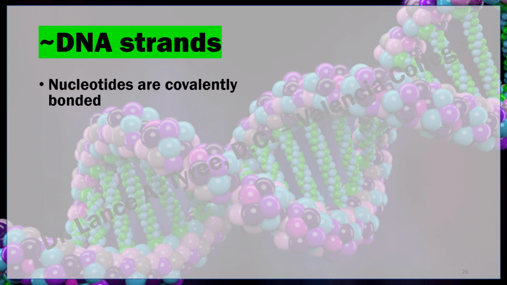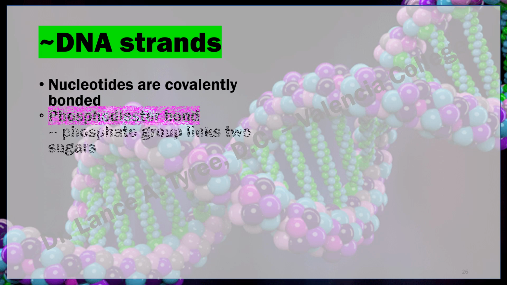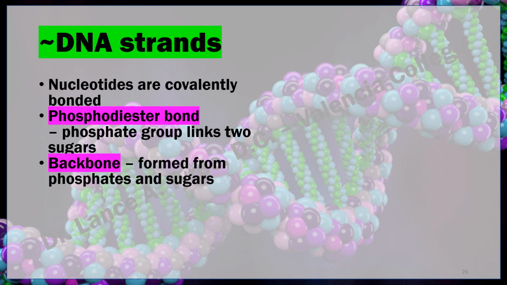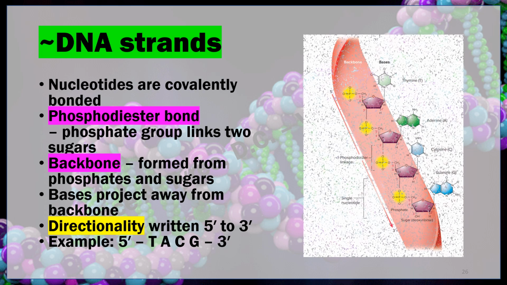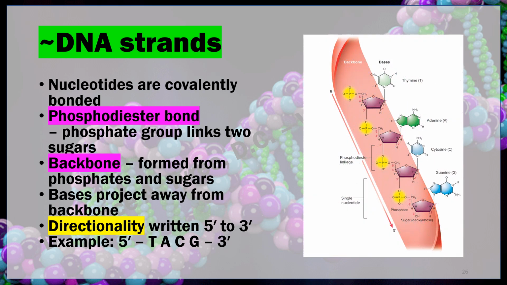Okay, nucleotides are covalently bonded by a phosphodiester bond where the phosphate groups link the two sugars, and we have the backbone, which is formed from the phosphates and the sugars. The bases project away from the backbone, and it's directionally written from 5' to 3', which I'll be showing you here in a moment. So an example would be 5' TACG 3'. Okay, this is where we're discussing the backbone, the phosphodiester bonds, and the nucleotides inside.